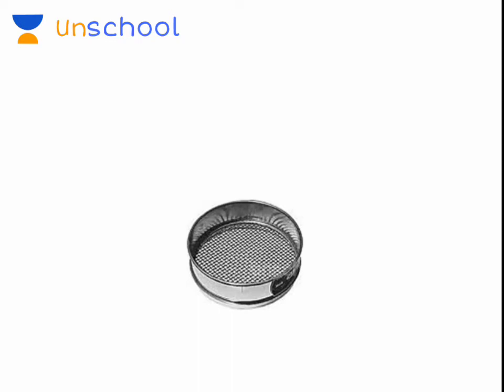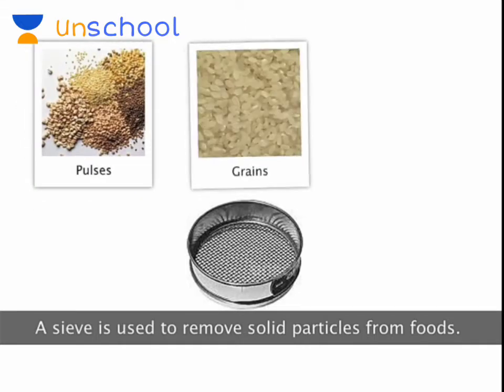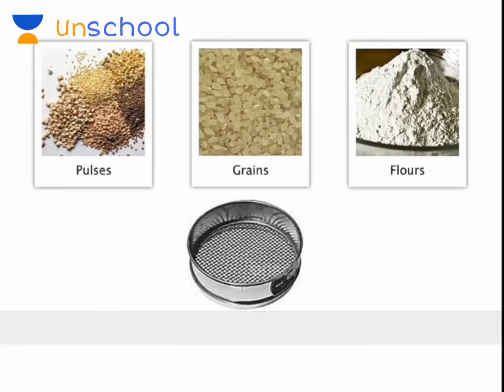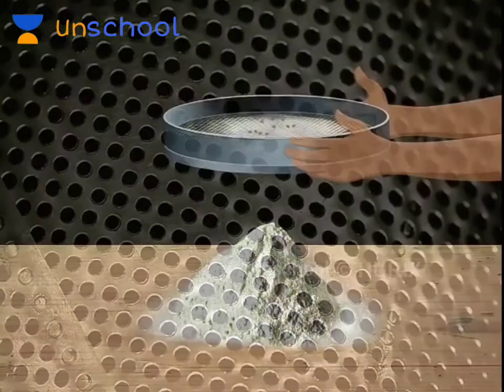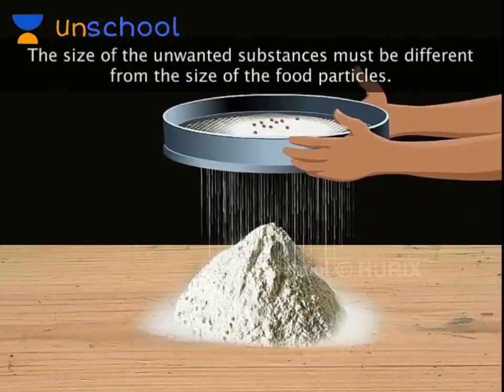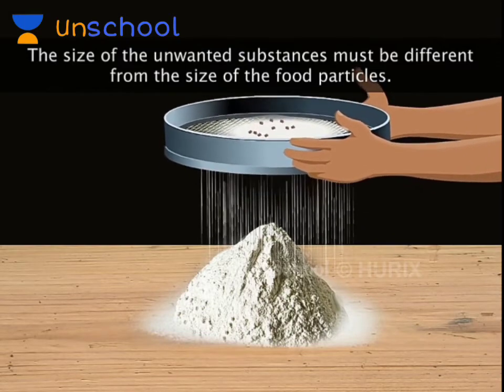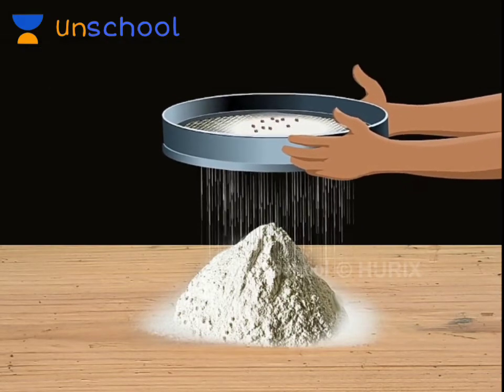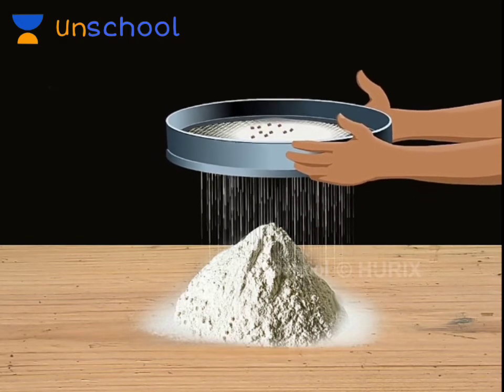Sometimes we use a tool called a sieve to separate unwanted solid particles from foods such as pulses, grains, and flours. The sieve is made up of metal plate with small holes or a wire mesh. In sieving, the size of the particles to be removed should be different from the size of the food particles. For example, sieving is used to separate impurities and small stones from flour.